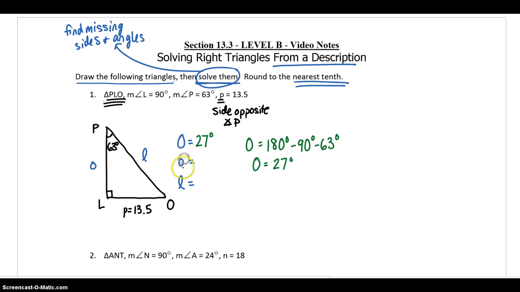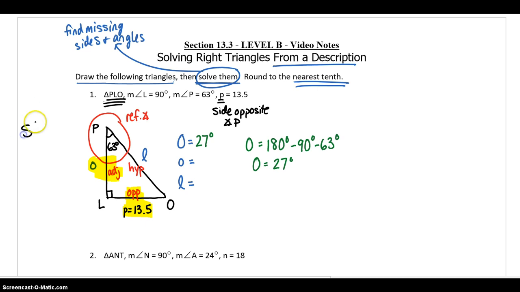Alright, and then side O and side L. Now, since I only have one side, in order to find my first side here, I'm going to have to use a trig equation. So, I'm going to circle the angle that I use as my reference angle, which is angle P here. That's my reference angle. Alright, and then I'm going to label my triangle. Opposite, adjacent, and hypotenuse. Remember, it's all based on the angle we circled. Okay, so if I want to find side O first, that's right here, so that's my adjacent side. And I already know P is 13.5, that's my opposite side.